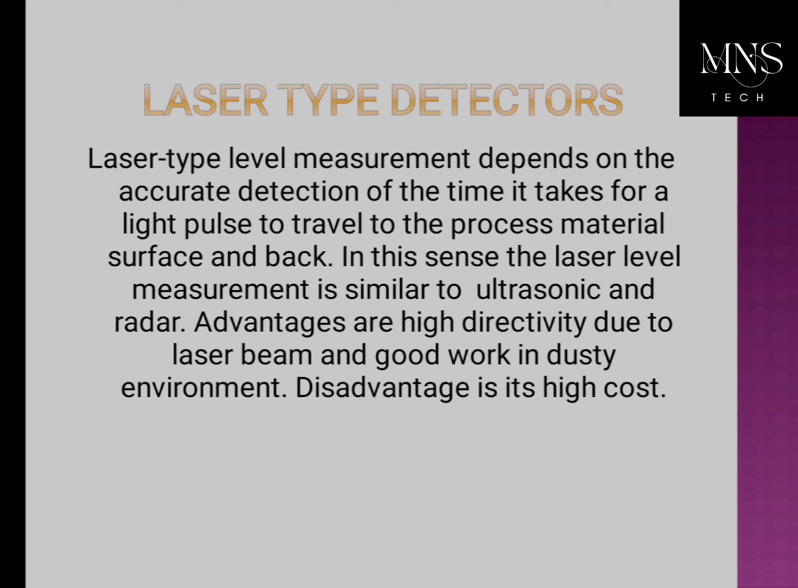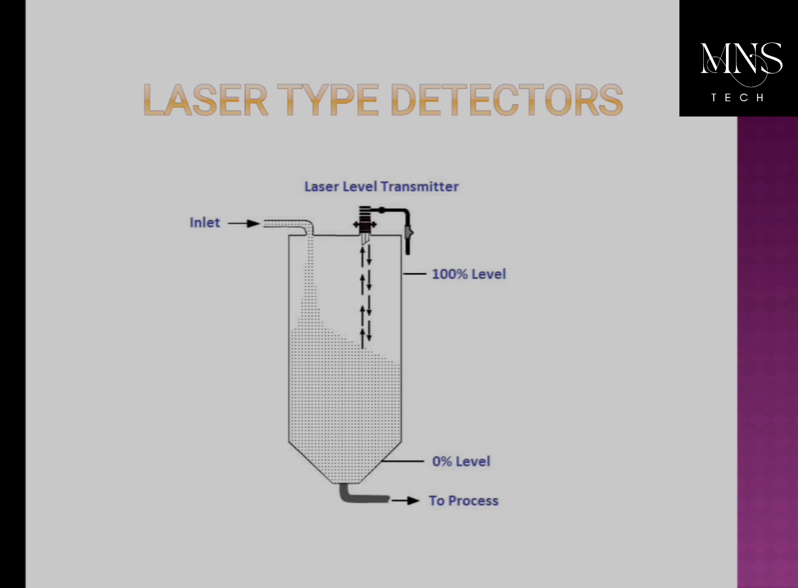Laser type detectors. Laser type level measurements depend on the accurate detection of the time it takes for a light pulse to travel to the process material surface and back. In this sense, the laser level measurement is similar to ultrasonic and radar. Advantages are high directivity due to laser beam and good work in dusty environments. Disadvantage is its high cost. There is a picture of laser type detectors.